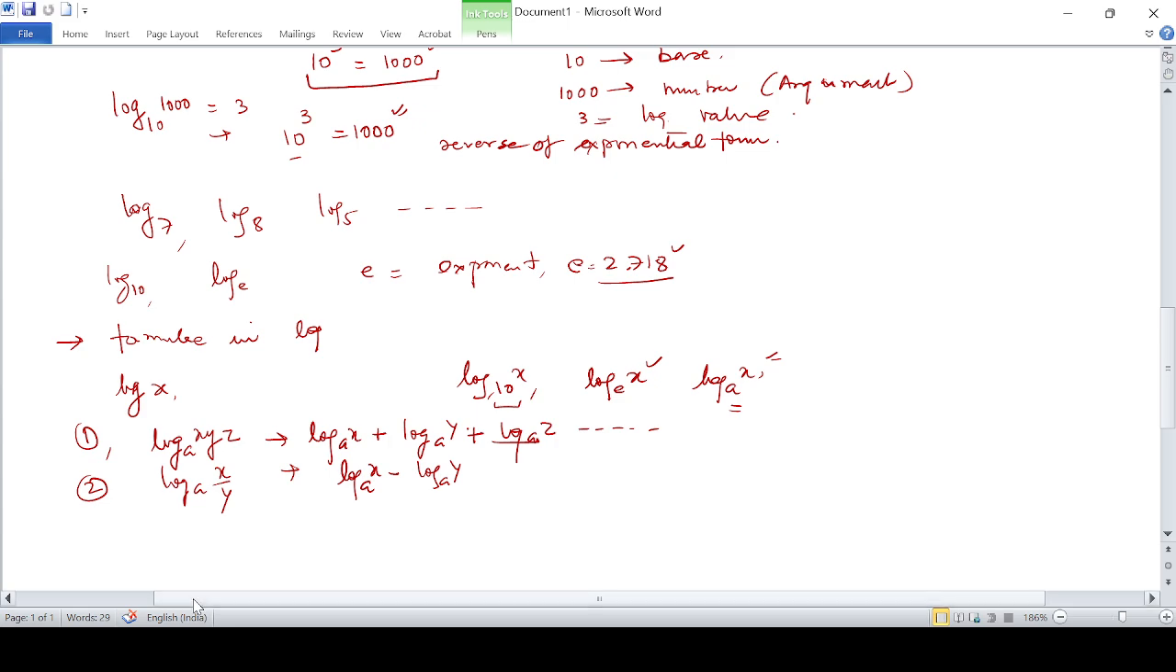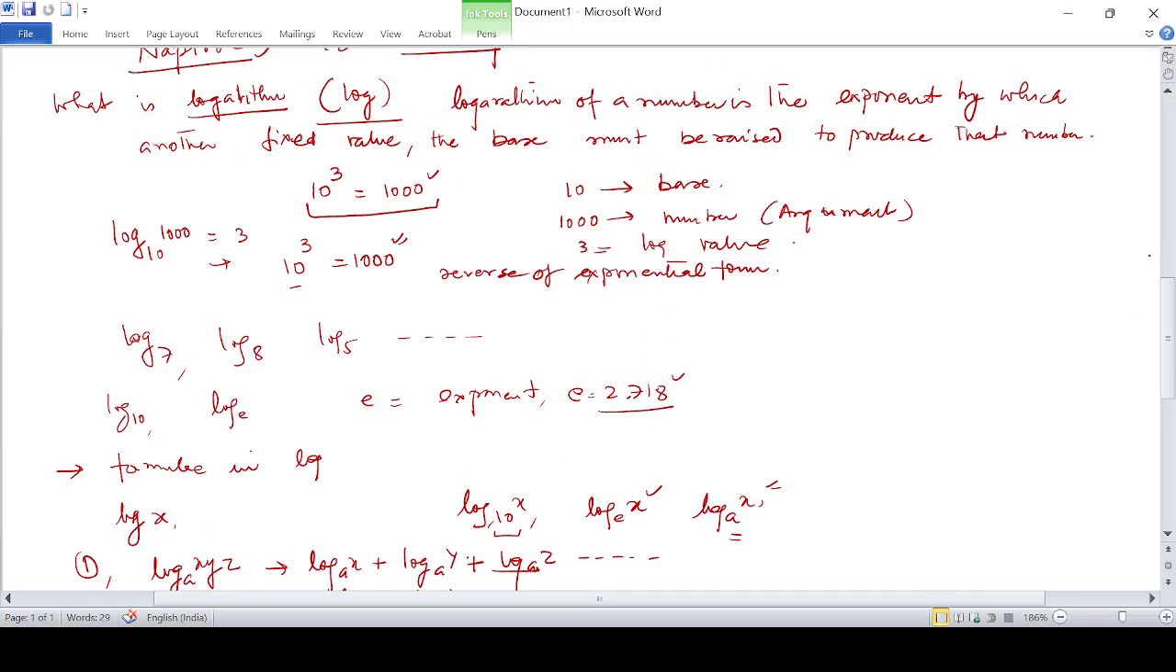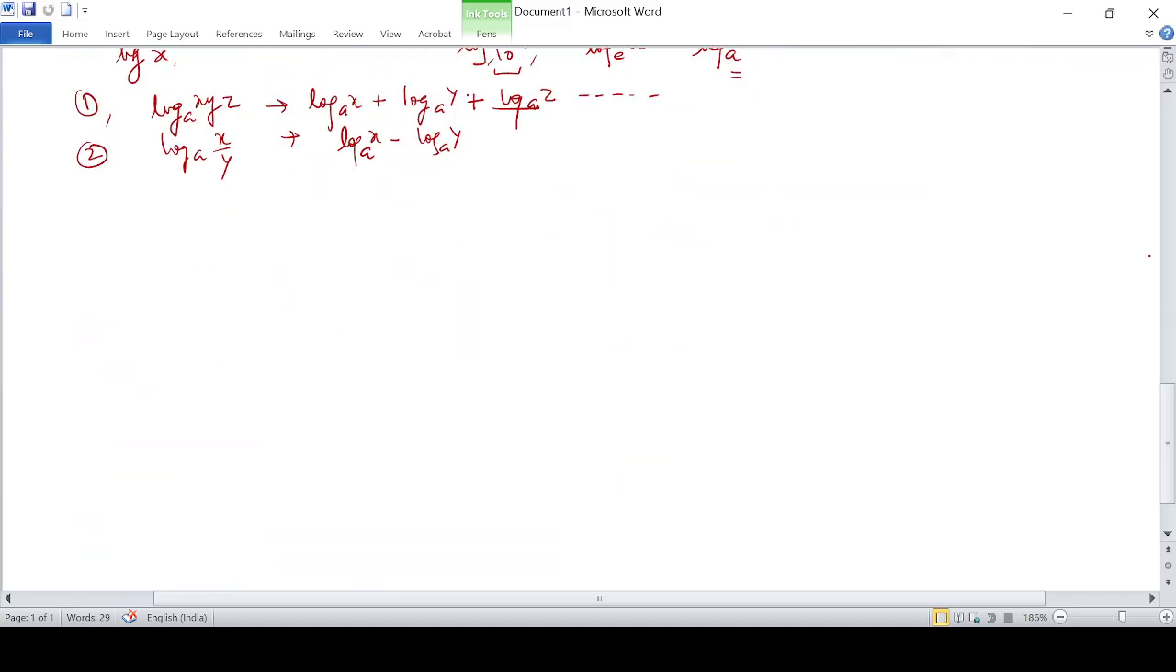that is the crux of this logarithm. Let me scroll. So the most important thing in the logarithm is change of base. This is generally used by those who are studying mathematics in class 11 and 12. This is a very important thing.